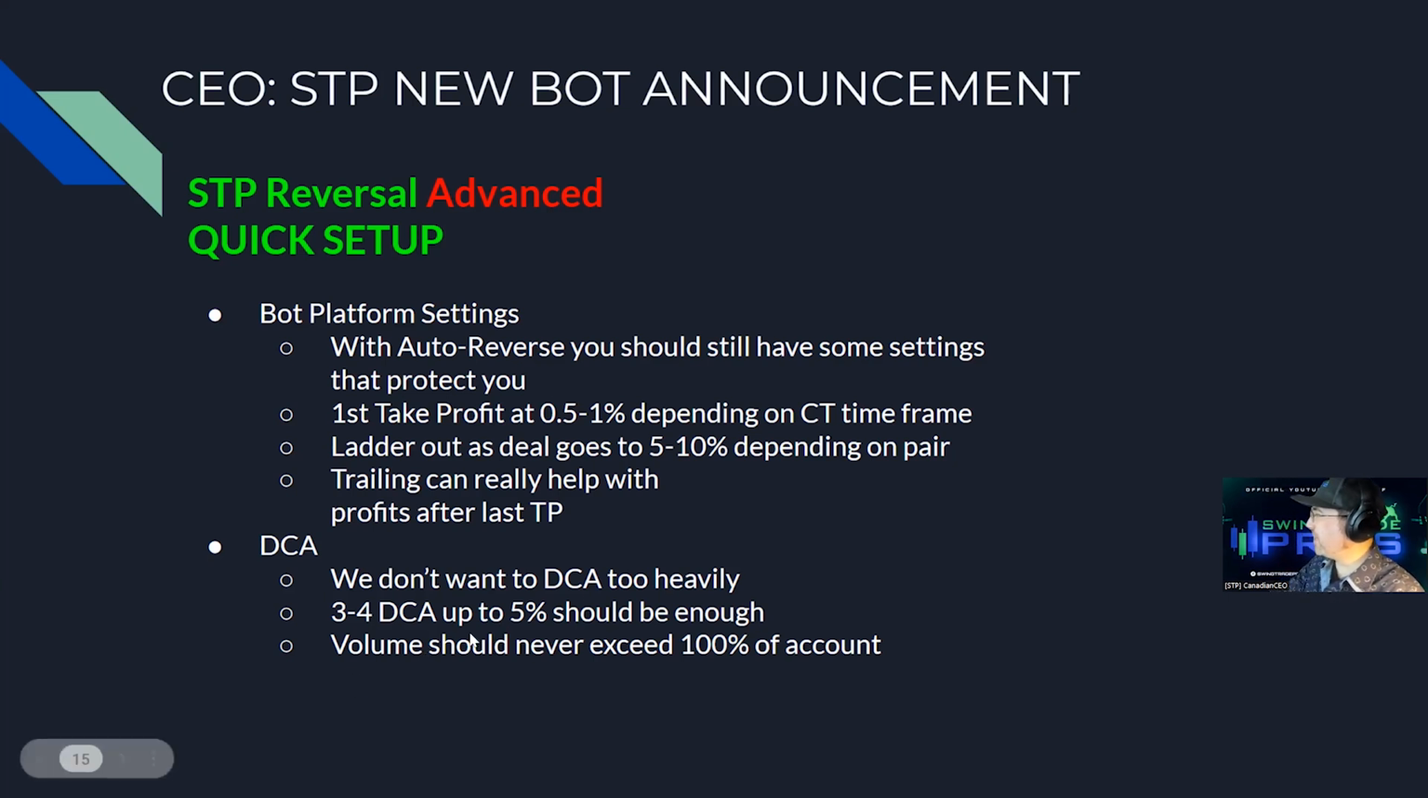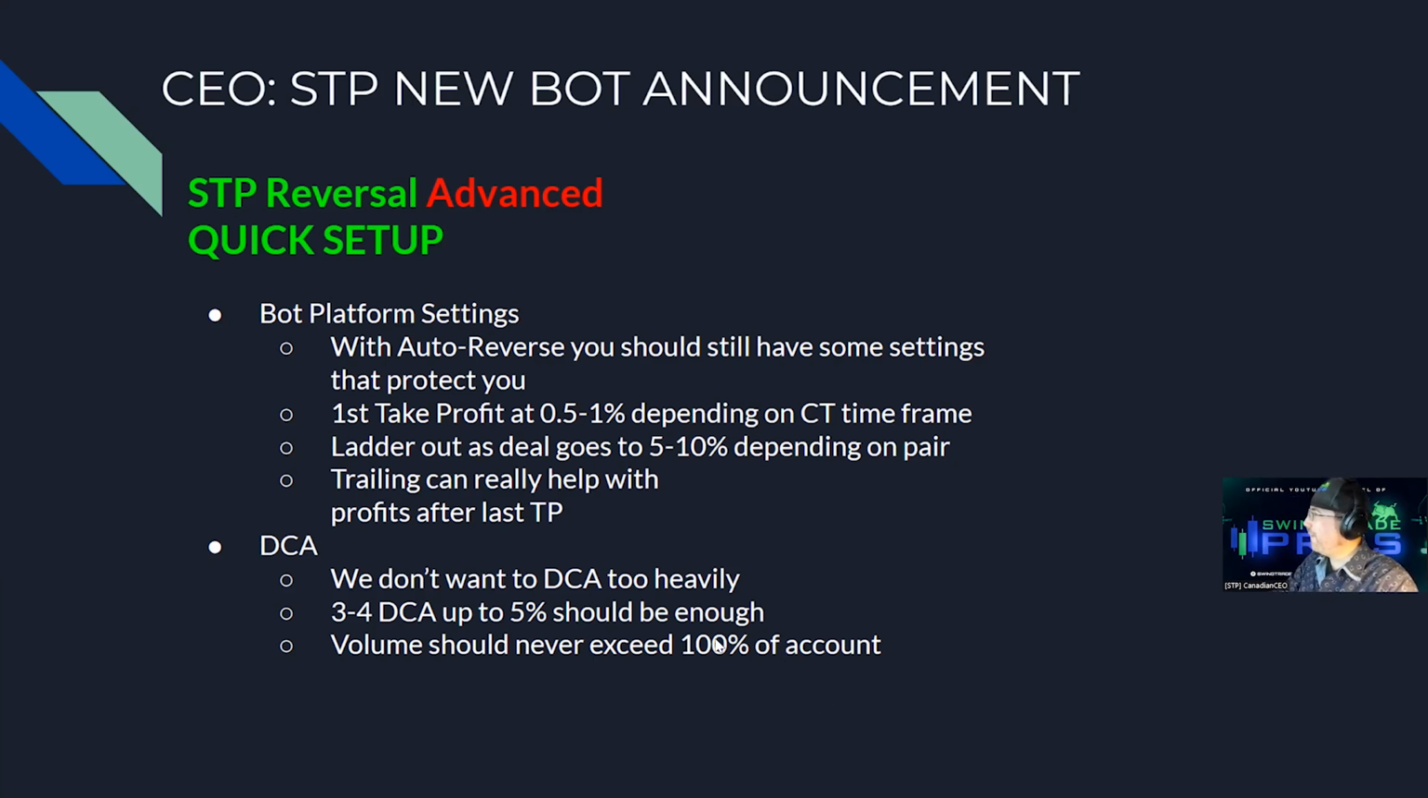So DCA 3 to 4 positions up to 5%, that should be enough, okay? And then you make sure your total volume, all in, never exceeds 100% of your account if you're on futures. And that's sort of a good rule of thumb. You don't get a liquidation point, you're not sweating, right? We're not getting anywhere near liquidations. And that's really how we keep it safe for you guys.